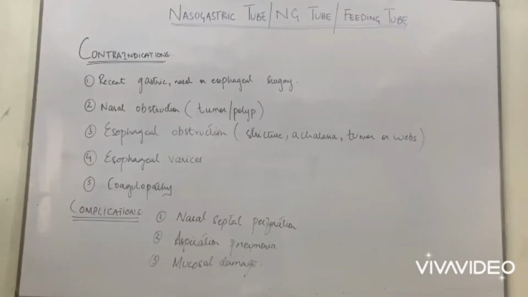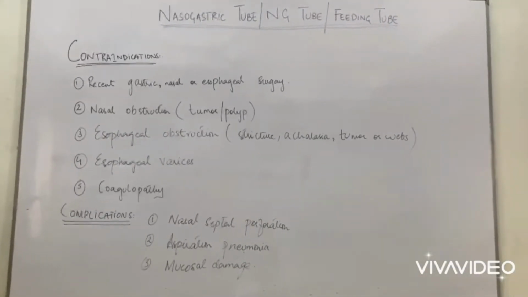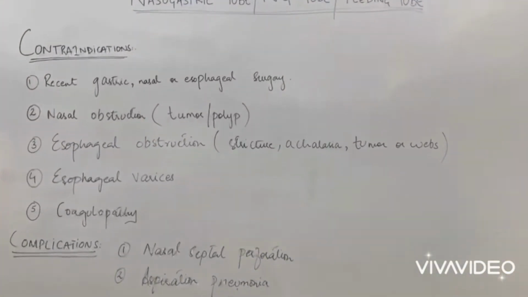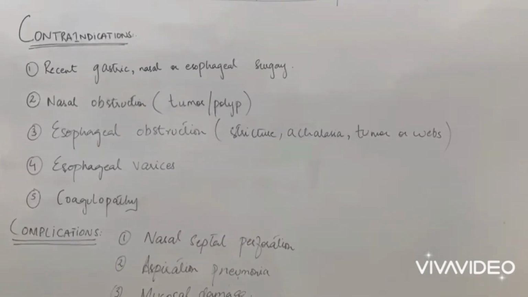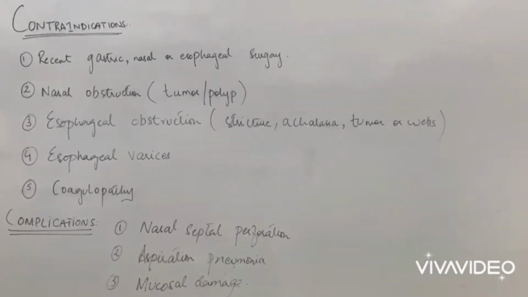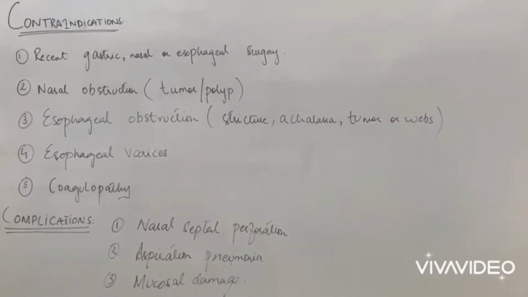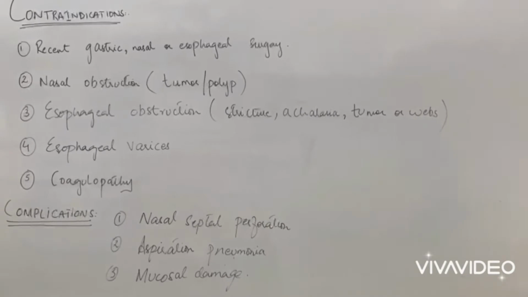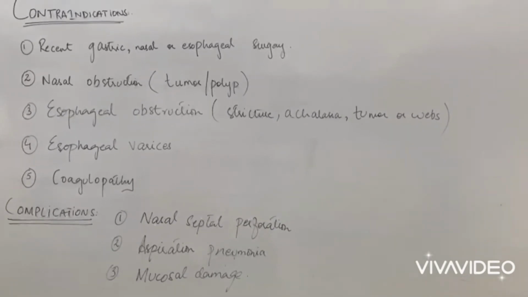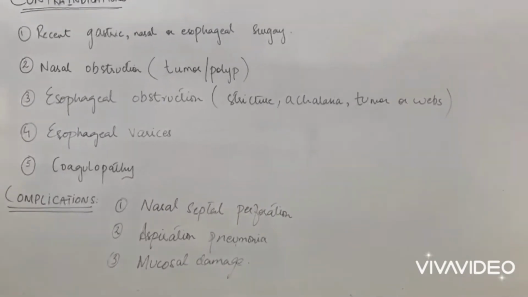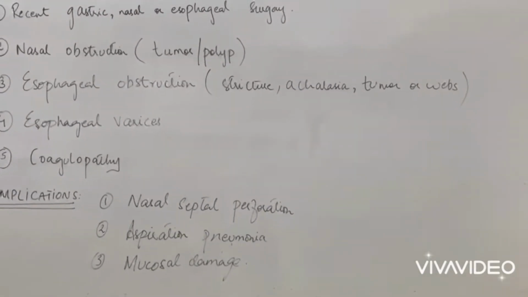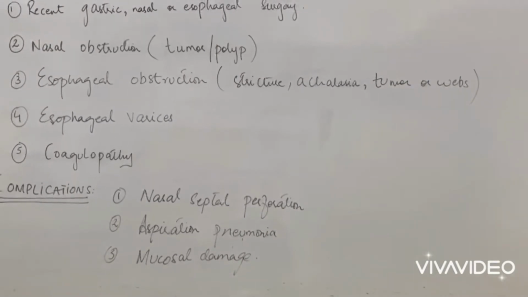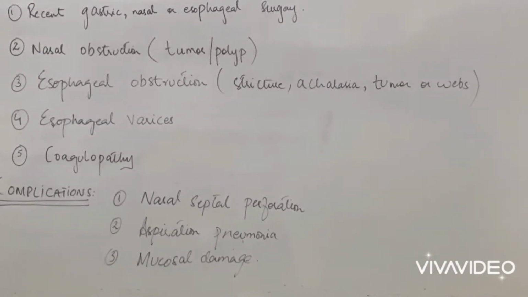Coming to the contraindications, we do not insert a nasogastric tube when a patient has recent gastric, nasal or esophageal surgery, or has nasal obstruction due to some tumor or polyp, or has esophageal obstruction because of any stricture, achalasia, tumor or esophageal webs, or there are esophageal varices, or there is some coagulopathy. Now the complications of this procedure are nasal septal perforation, aspiration pneumonia, or mucosal damage which leads to bleeding.